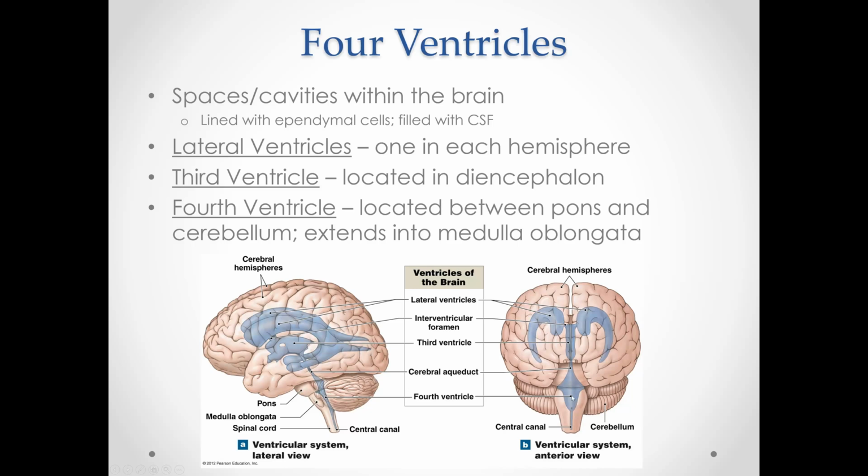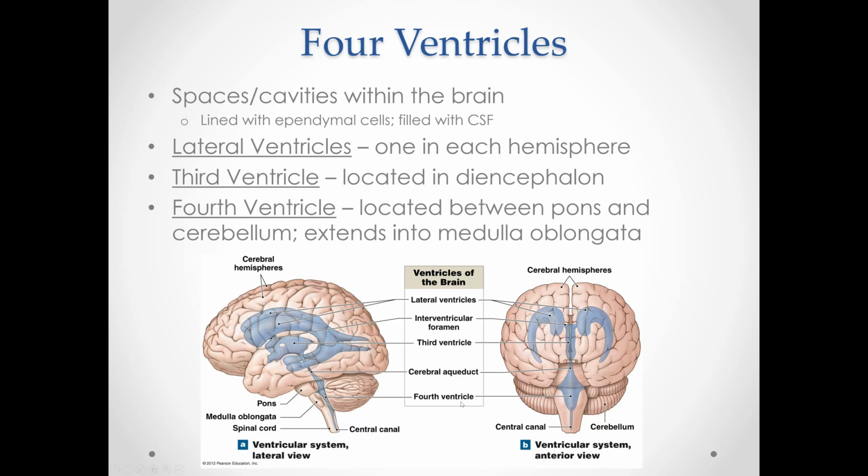And the fourth ventricle is located between the pons and the cerebellum. So this is going to be down in the brainstem region. So you can see the fourth ventricle here. It's very broad when you look at the anterior view. When you look at the lateral view, it looks more like a passageway, but it's still large enough to be considered a ventricle. And it extends downward. It's between the pons and the cerebellum, but it also extends downward behind the medulla oblongata as well.